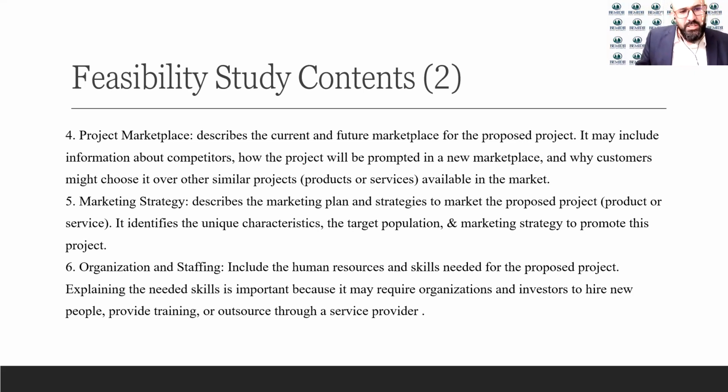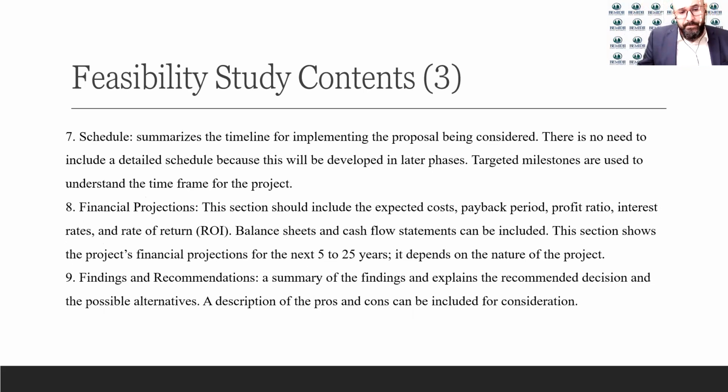Number 6, organization and staffing. Now, here we need to talk about the human resources and the skills needed for this project, and explain the needed skills, how many workers, what type of degrees or knowledge they may have, and maybe you need to hire new people. So this is where it's important to explain to your management, this is what we need, so they could consider hiring new people, providing training, or maybe outsourcing that service to another provider.